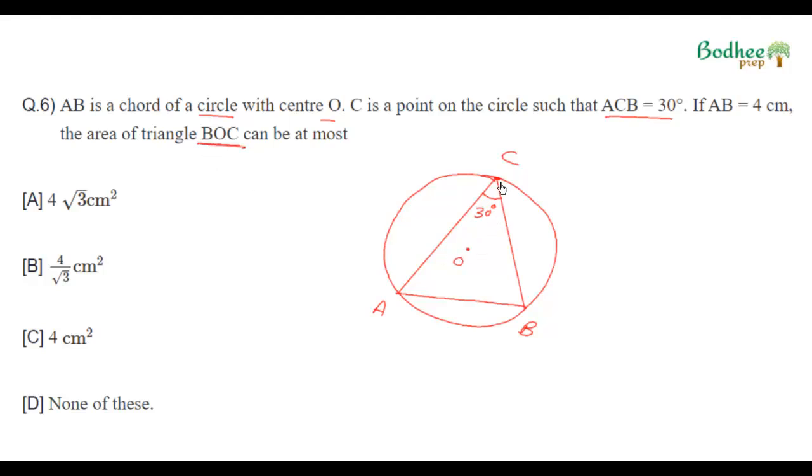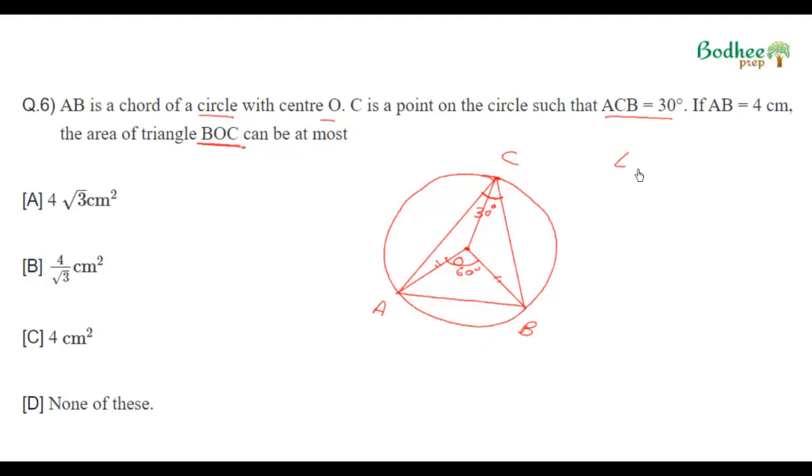So let us join CO and OB. Simultaneously, let us also join AO, so that OA, OB and OC all become the radius, right? So this is equal, correct? Now we know that if this angle is 30 degrees, then the angle formed at the center would be double of this, which is 60 degrees.